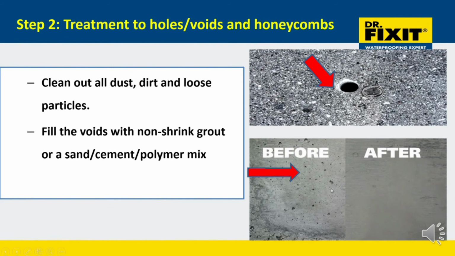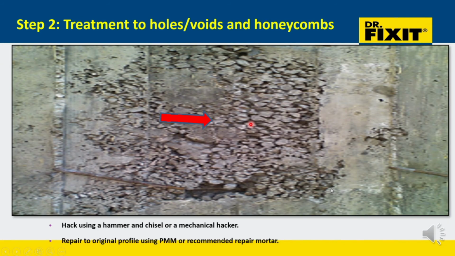Okay, let's see further. With the help of this image I would like to show you that this is a honeycomb, and treatment is very important. So how to treat? Hack using a hammer and chisel or a mechanical hacker, clean and remove all these particles, and repair the original profile with PMM or the recommended repair mortar. With the help of URP, make a PMM, polymer modified mortar, and repair this. This is very important in order to avoid leakages.